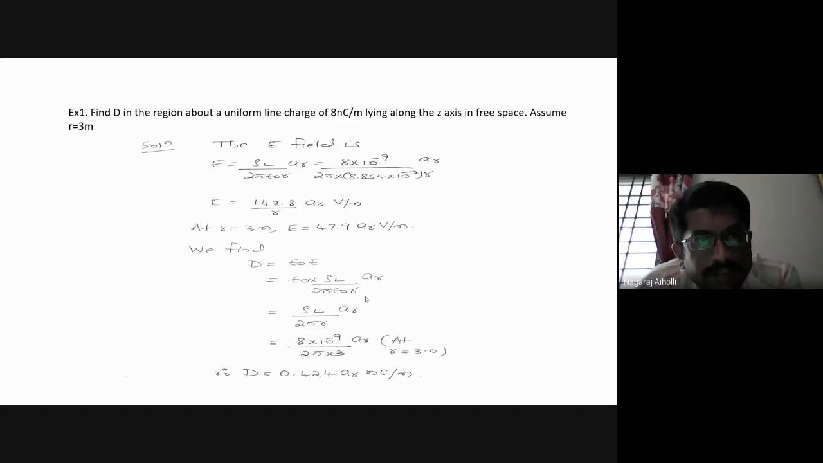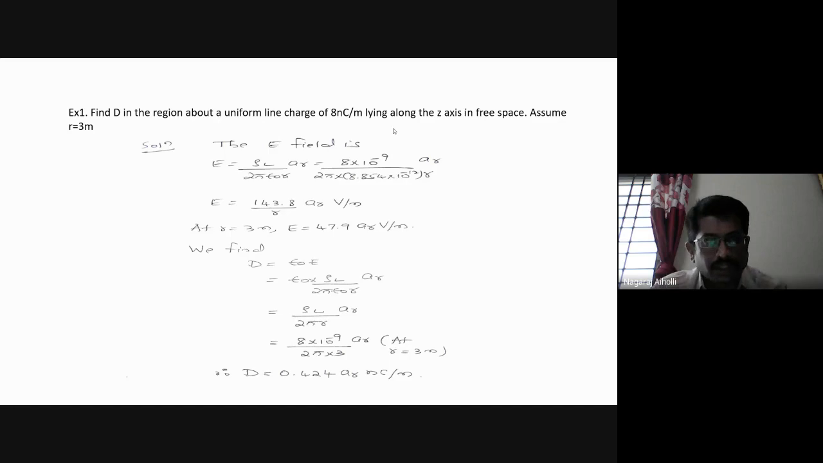Find D, that is electric flux density in the region of the uniform line charge, which has a line charge density of 8 nanocoulomb per meter. It is lying along the Z axis. So we have X, Y, and Z, and this uniform line charge is lying along the Z axis in free space. In free space, that means epsilon r is equal to 1.